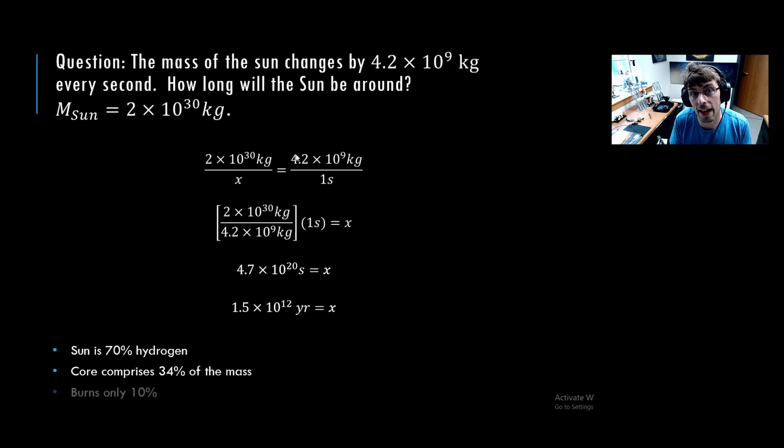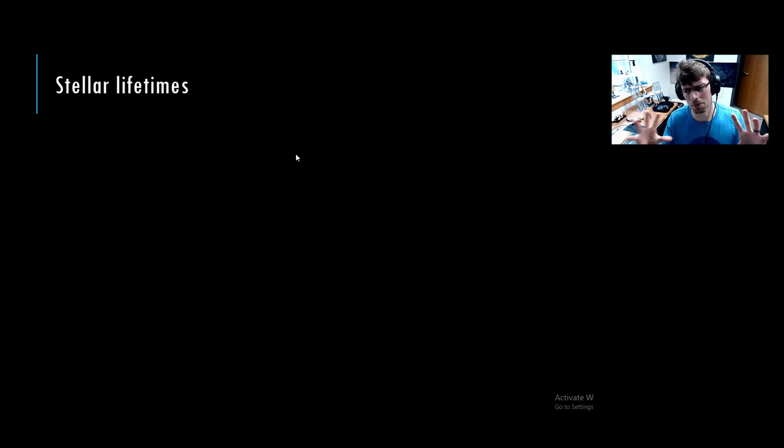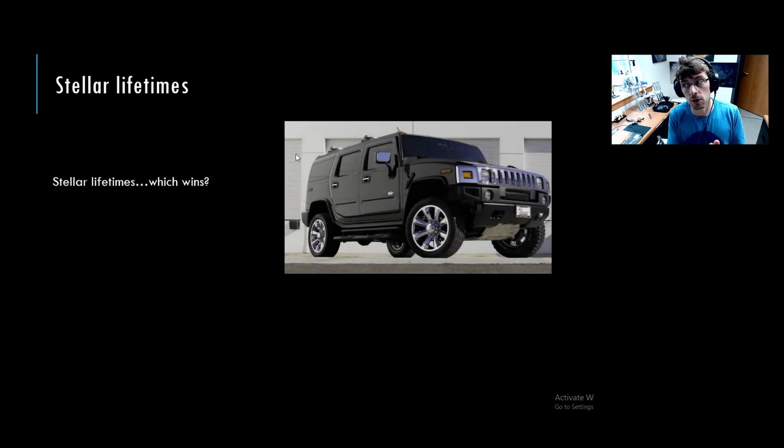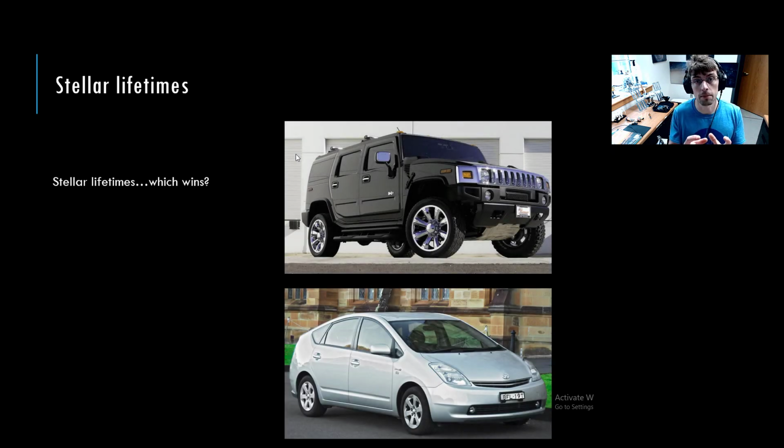In addition to that, in the core, only about 10% of the hydrogen in the core actually participates. And so you can do another factor of 10. Okay? So at the end of the day, we estimate the sun will actually last about 7 billion years, not 1.5 trillion. Okay. That's basically it. That's as much as we're going to do with the actual equation quantification.